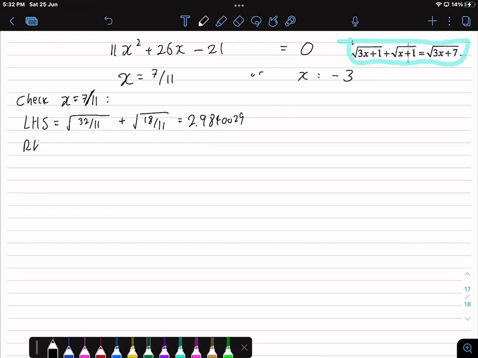Okay, then how about the RHS? Let's check the RHS. Square root of 3x plus 7. So sub the x with 7 over 11. You get 3 times 7 over 11 plus 7. So it's 98 over 11. The same value. So we get the same value, then confirm equal already. Okay, I don't need to write so many decimals. Therefore, x equals to 7 over 11 is acceptable.